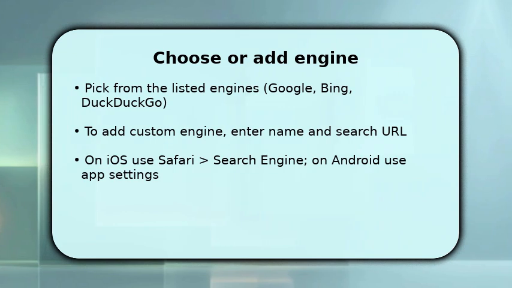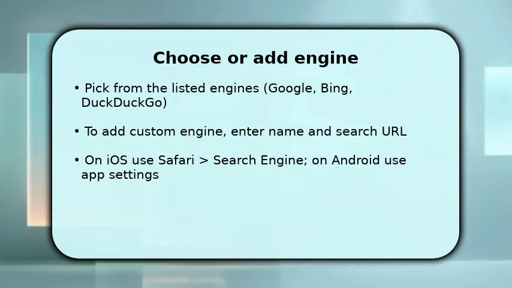To add a custom engine, choose Add or Manage Search Engines, enter a short name and the search URL with %s where the query goes, then save.